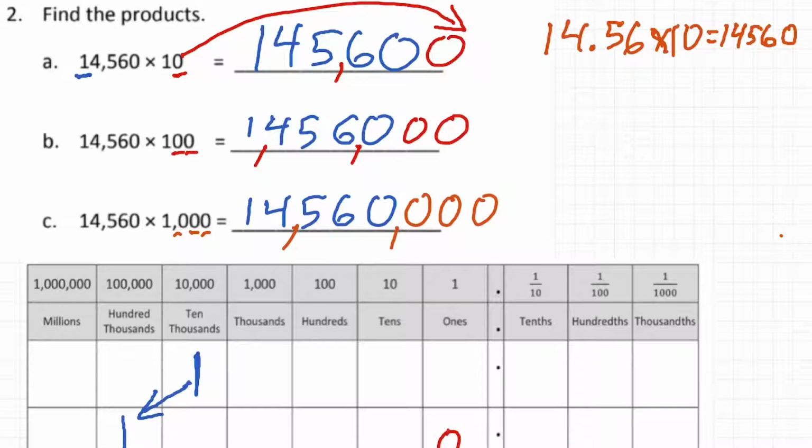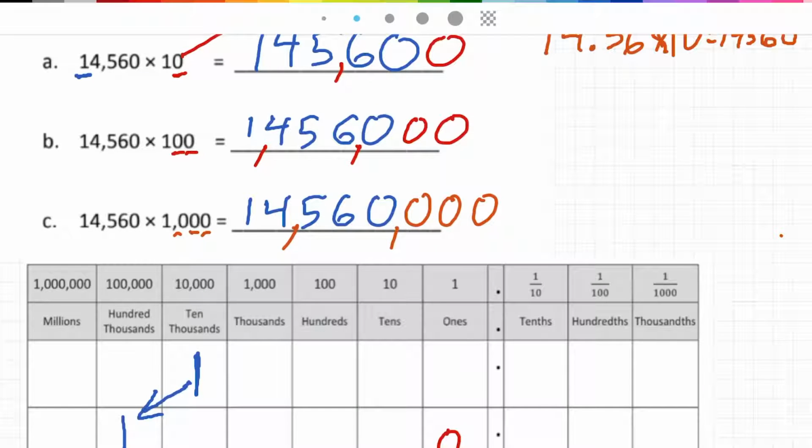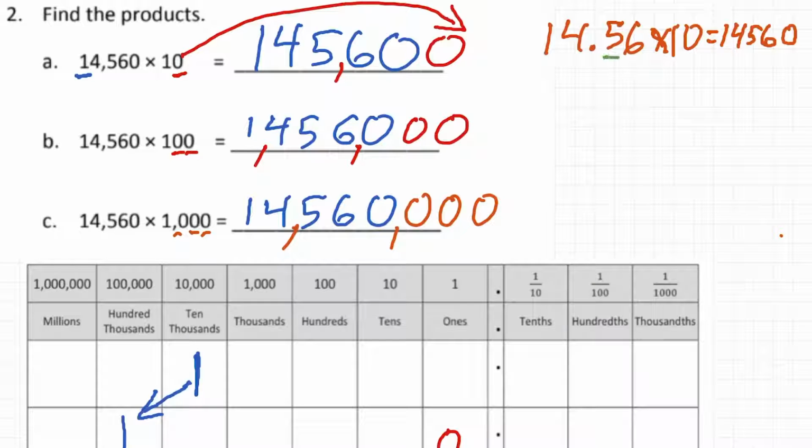Okay? But now we know that we have 2 places that have decimals, and so we need to put 2 spaces and then our decimal. So our answer is 145 and 6/10.